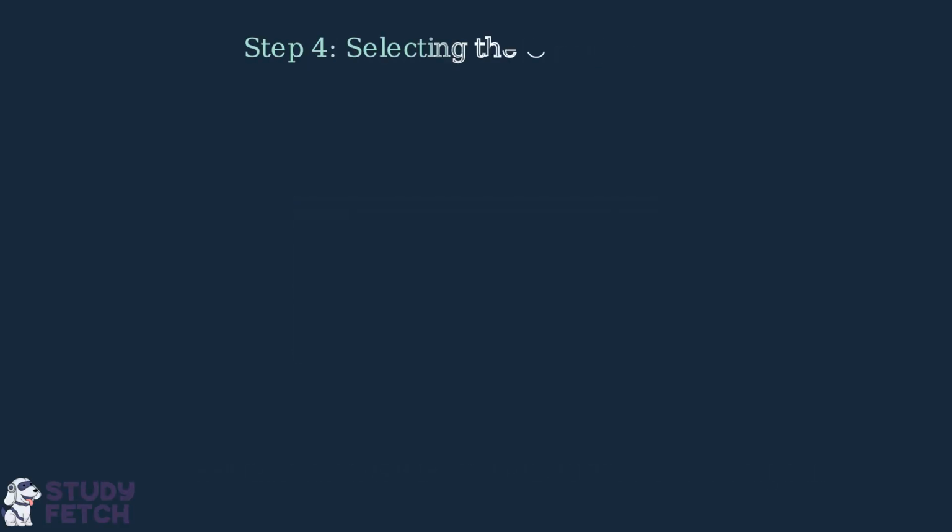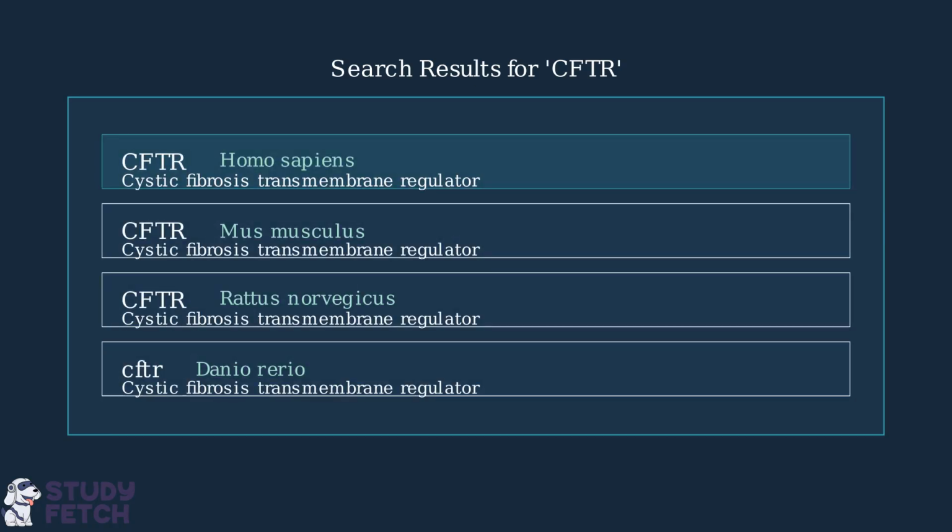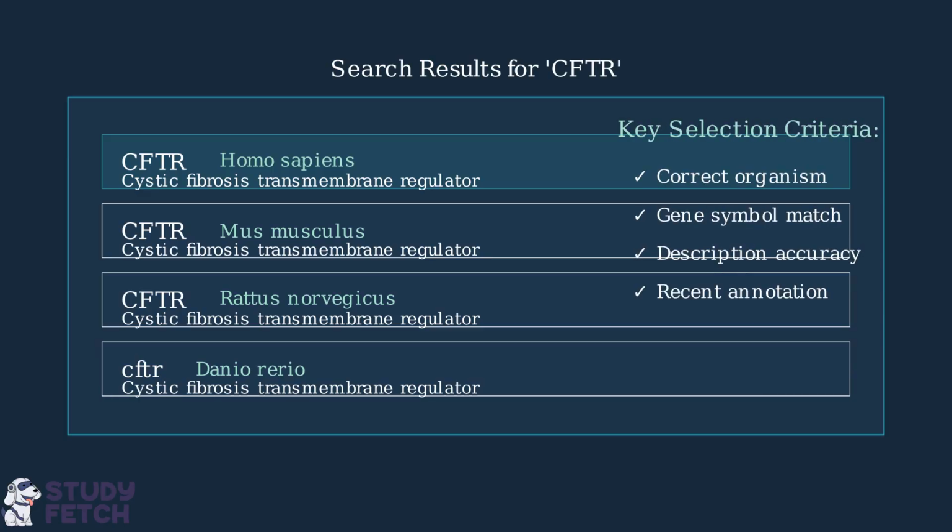Now that we have our search results, we need to carefully select the correct gene. The search results will display multiple entries for the same gene from different organisms. Each result shows the gene name, organism, and description. Let's examine these entries one by one. When selecting the correct gene, you need to consider several key criteria. First and most importantly, ensure you select the correct organism. For human studies, choose Homo sapiens.